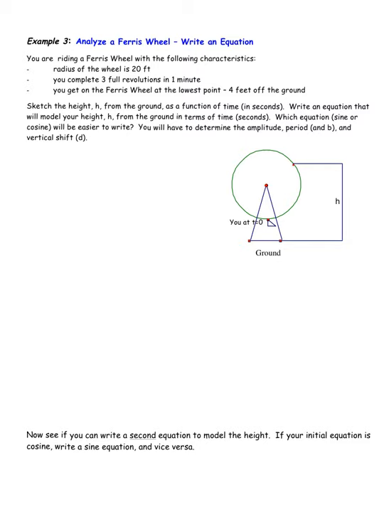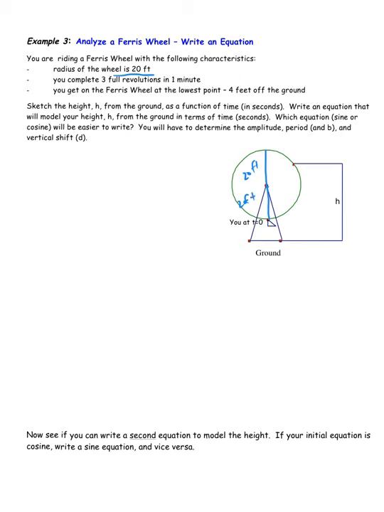In note 6.7, example 3, we're given some characteristics about a particular Ferris wheel, and we're asked to write an equation to model the height of a rider on the Ferris wheel as a function of time. So let's look at the information that we're given. We're told that the Ferris wheel has a radius of 20 feet. So I'm going to draw that on my Ferris wheel. So this is 20 feet. And this is 20 feet.